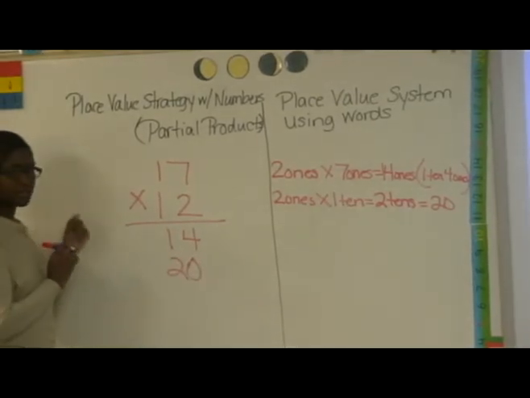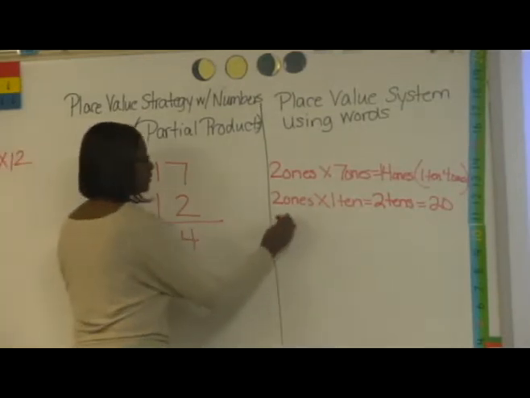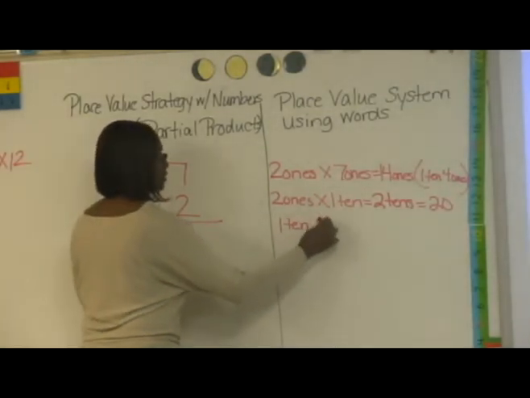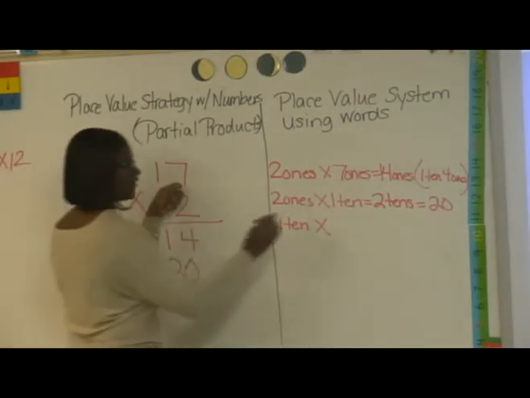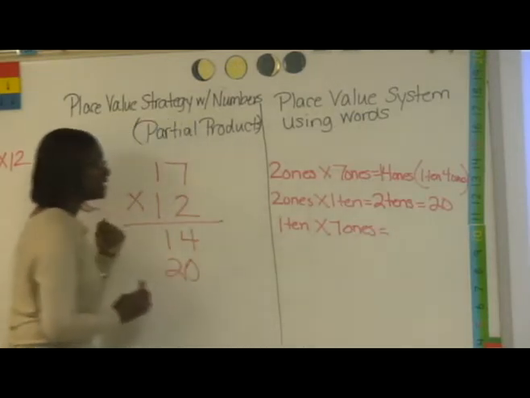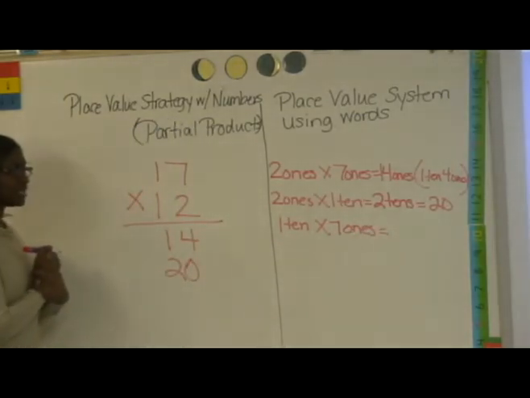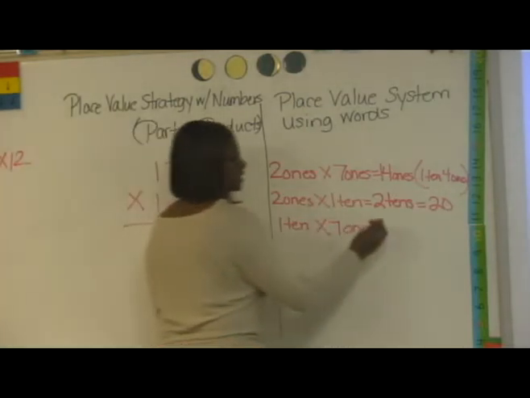Alright, so then what is the next thing I do? 10 times 7. 10 times 7 ones is 7 tens.